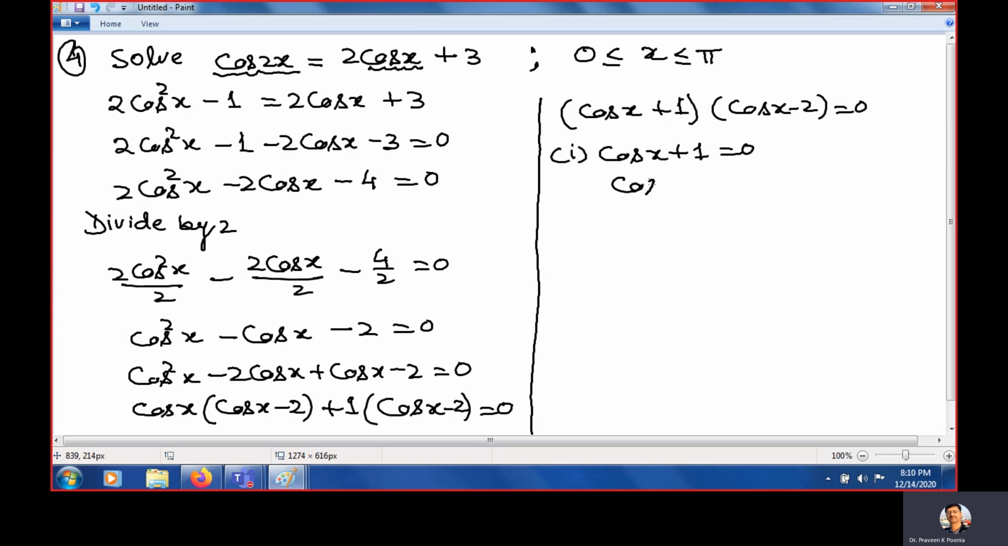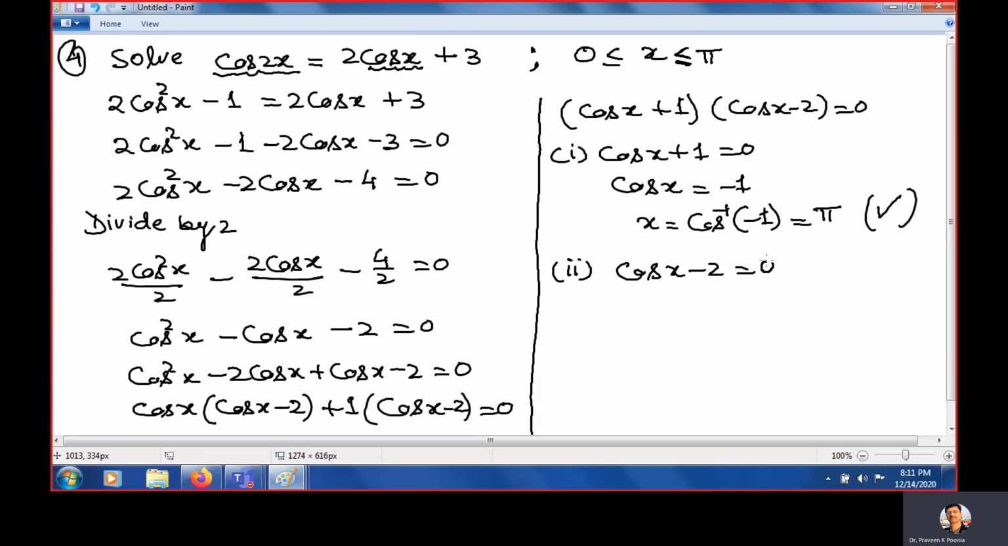Now first we are taking the first factor, cos x plus 1 equals 0. That means cos x is equal to minus 1. That means x is equal to cos inverse minus 1. If you find the value of cos inverse minus 1 from the calculator, you will get pi or 180 degrees. Clear? And this is the correct solution. Why? Because it is saying x may be equal to pi. So this answer is okay. x is equal to pi. The first solution is correct.